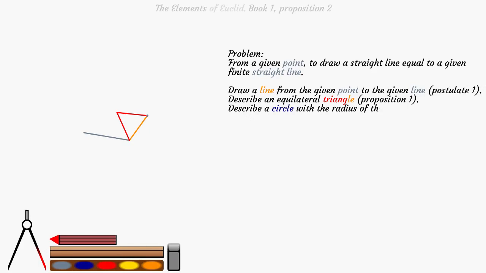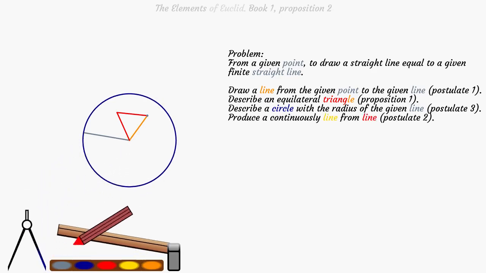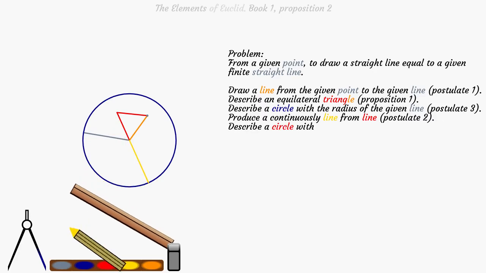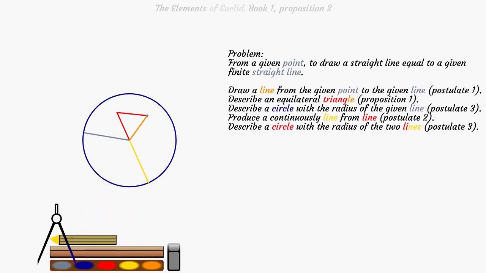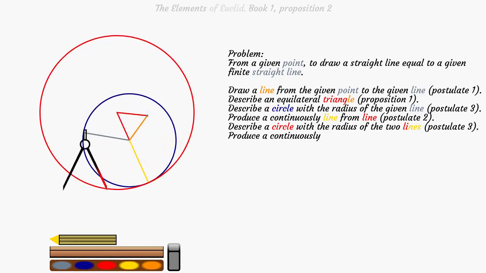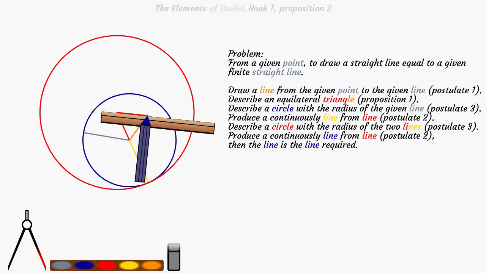Describe a circle with the radius of the given line, postulate 3. Produce a continuous line from the lower red line, postulate 2. Describe a circle with the radius of the yellow and the red line, postulate 3. Produce a continuous line from the upper red line, postulate 2, then the blue line is the line required.